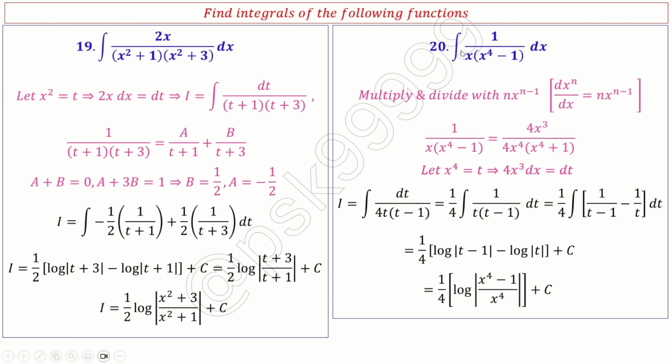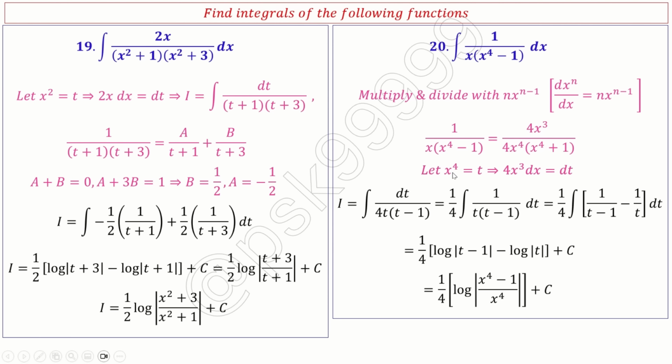Okay, integration of 1 by x to the power of 4 minus 1. We saw a similar problem before. Whenever you find this one, you multiply with n into x to the power of n minus 1, where n is the highest power here, x to the power of 4. So you multiply numerator and denominator with 4x cube. Okay, 4x cube.